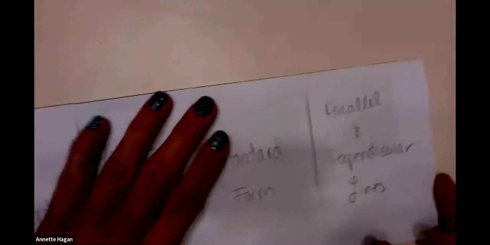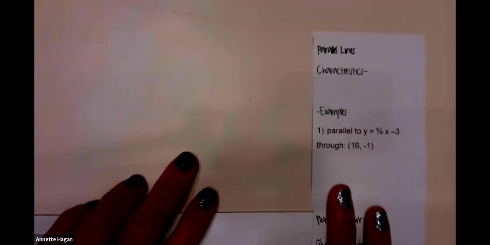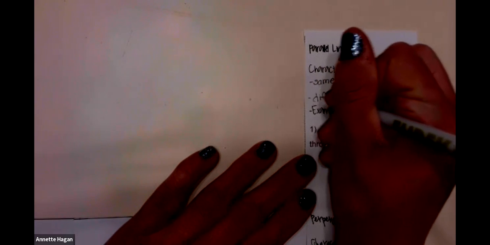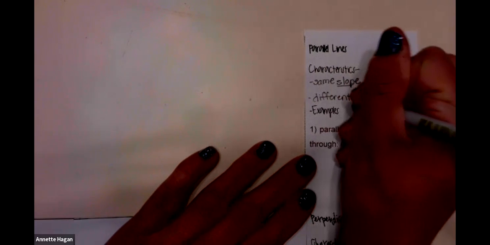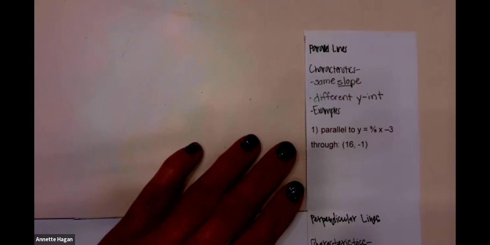Awesome. All right. So, what are the rules for parallel and perpendicular lines? This is something we're going to use a lot when we do systems. The first thing you have to know about parallel lines is that they have the same slope. If you did not know that, you need to know that now and you need to memorize this. They have the same slope and they have different y-intercepts.